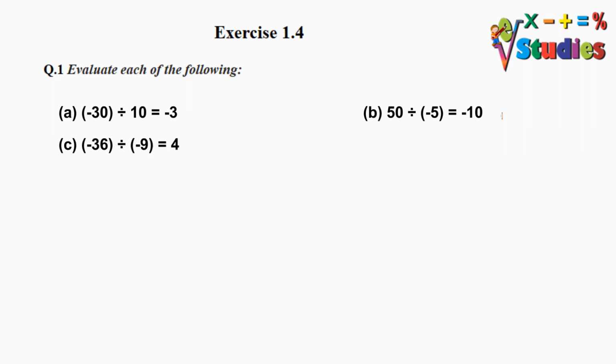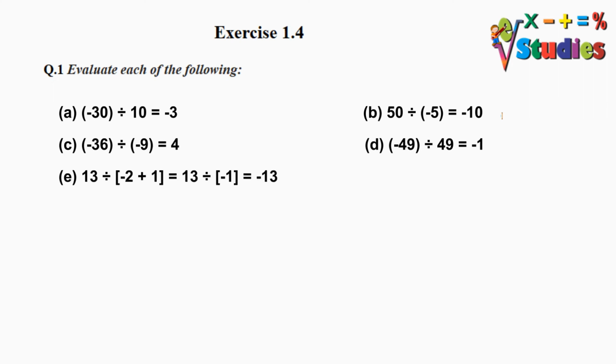Looking at C, we have negative 36 divided by negative 9. When both the integers are negative and are divided, the sign of the answer will be positive. So negative 36 divided by negative 9 will give us positive 4. Question D, we have negative 49 divided by positive 49. When we divide a negative and a positive number, we get the negative sign for the answer. So negative 49 divided by positive 49 will give us negative 1.